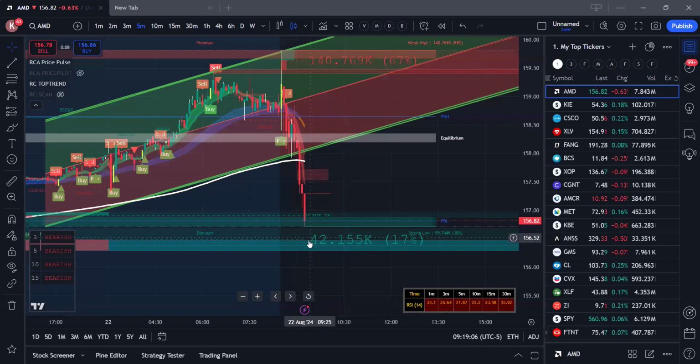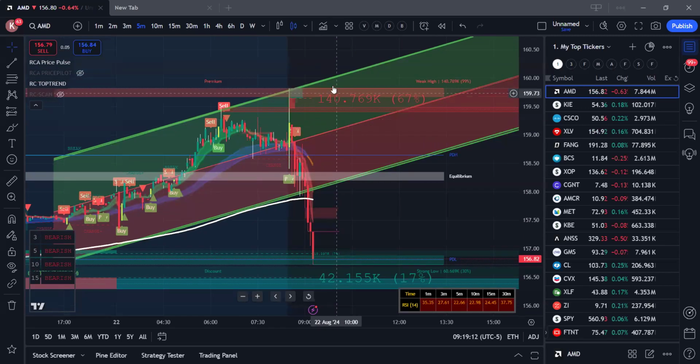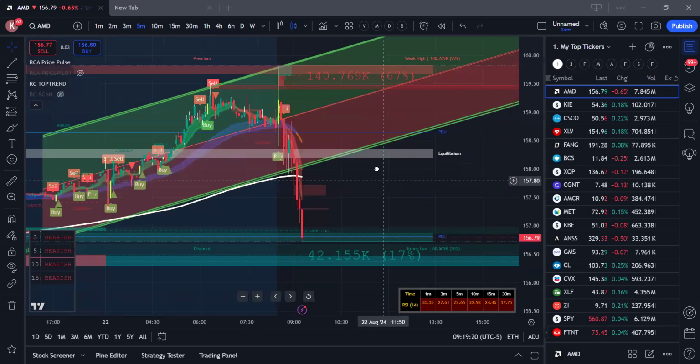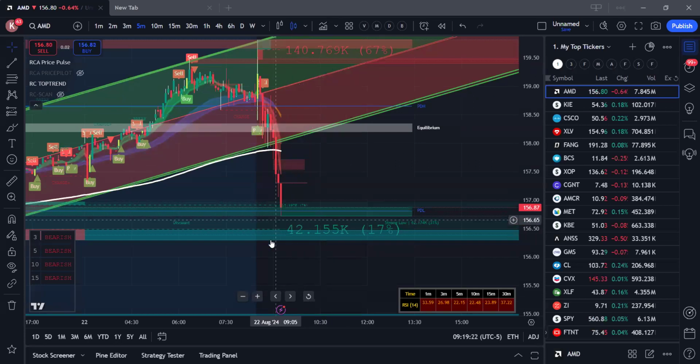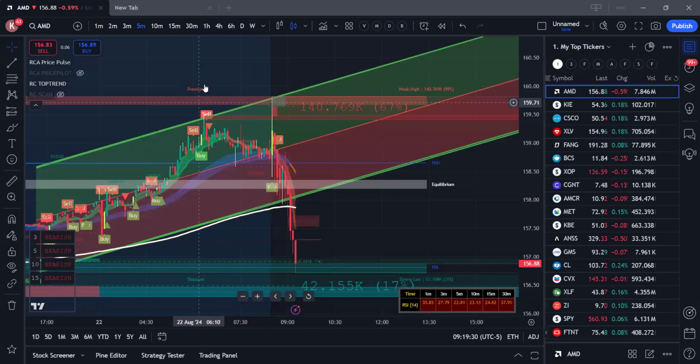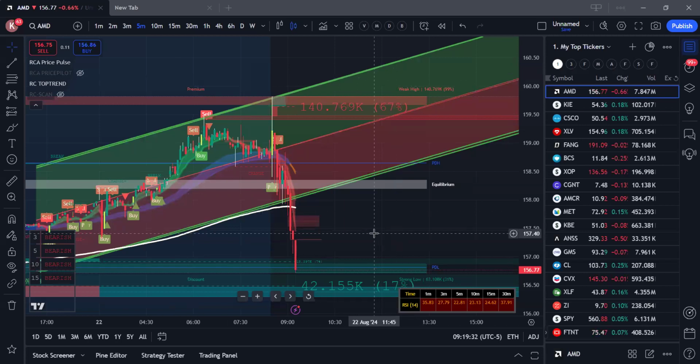So there are nearly 42,000 buy order blocks here. That means price will go up. There is a 140,000 sell order block. You can see the red color, right? And this is the premium zone. That means this is the costly zone. You can see this is like the discount zone. You can see discount and premium. So discount is where we want to buy and premium is where you want to sell.